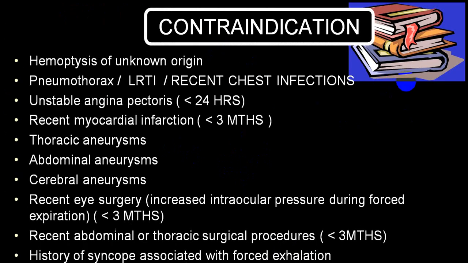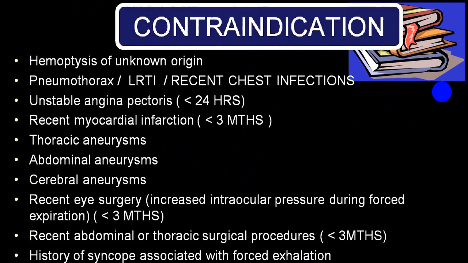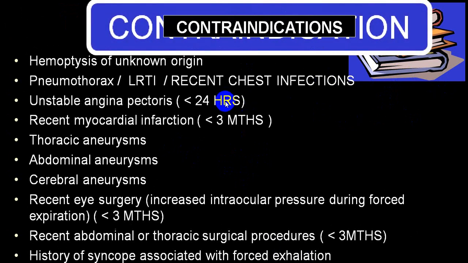Now, what are the contraindications? Contraindications, one, if you have hemoptysis which is of unknown origin, you have investigated, you are not sure what the hemoptysis is due to. If a person has recent pneumothorax, lower respiratory tract infection, or there is a chest infection. If a person is having unstable angina, which was less than 24 hours, or recent infarcts, less than 3 month duration, thoracic aneurysm, abdominal aneurysm, cerebral aneurysm.